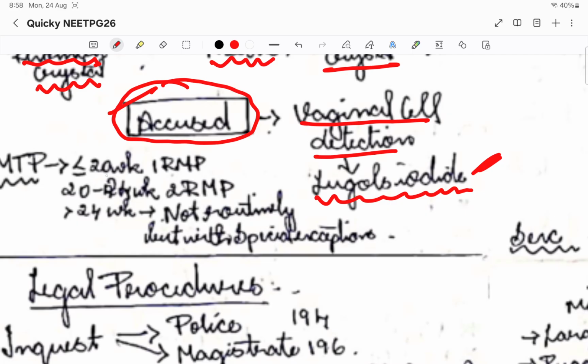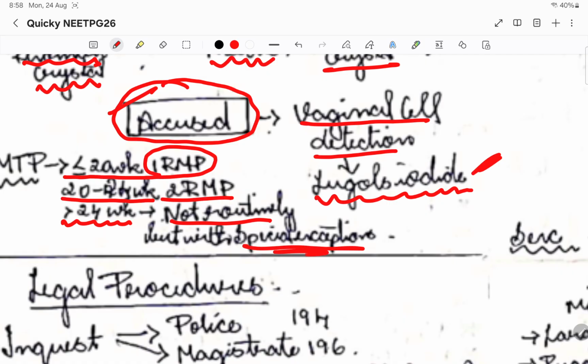One more thing with regards to sexual concerns is MTP. Less than or equal to 20 weeks, if MTP is being done, 1 RMP is required, whereas for 20 to 24 weeks it is going to be 2 RMPs, whereas more than 24 weeks it is not routinely done but needs special exceptions from the court. A special judgment has to be given with regards to medical termination of pregnancy beyond 24 weeks.